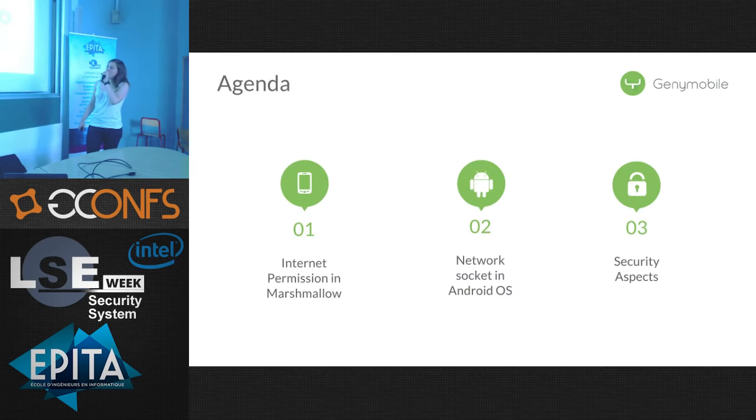So first of all, we are going to talk about the internet permission in Marshmallow. Then we're going to see what happens in the system when you're asking for a socket. At the end, we're going to talk about the security aspect of this mechanism.